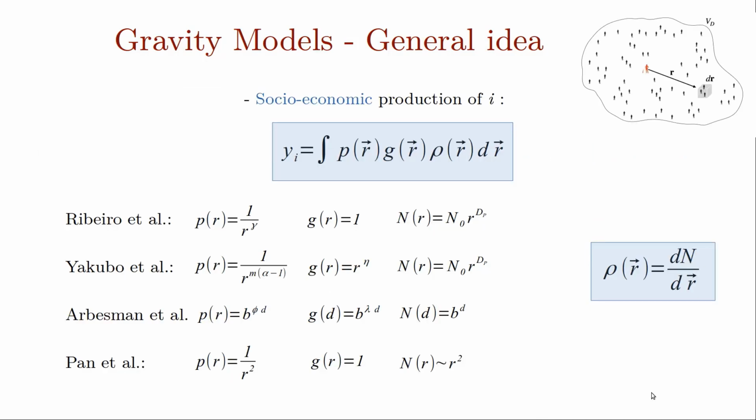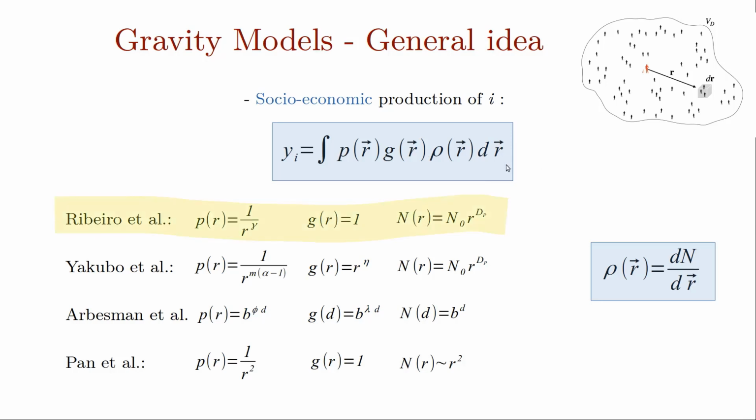So what distinguishes the models is how they approach the value of this quantity here: the probability of interaction, the socioeconomic output of the interaction, and the spatial distribution of the population, right?